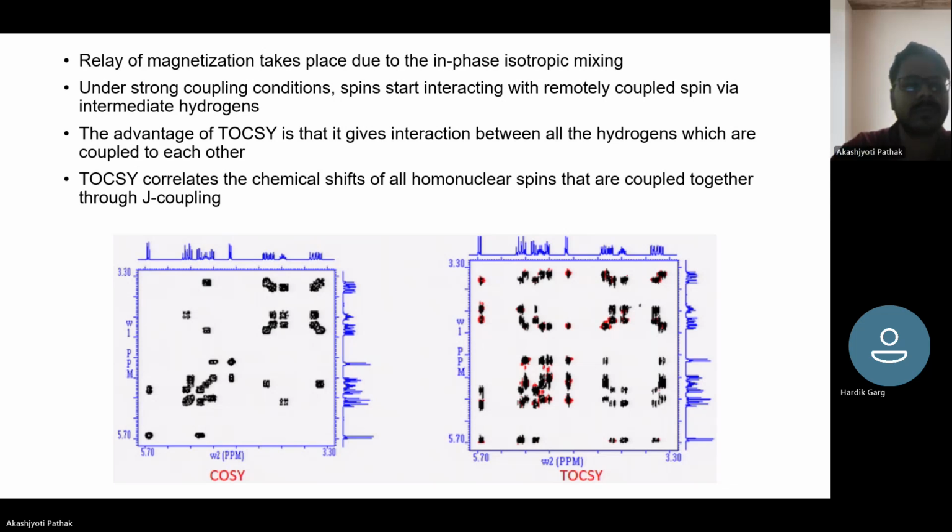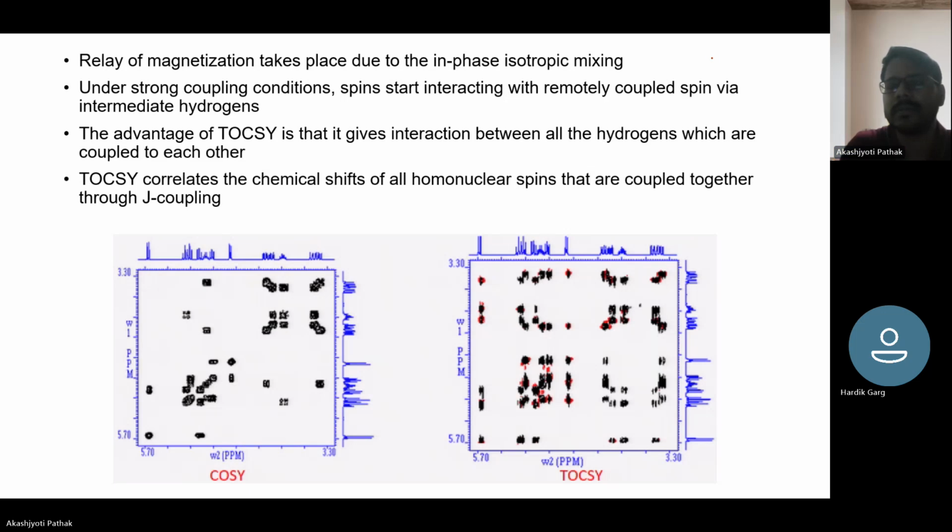So in this isotropic mixing, there is relay of magnetization taking place. Relay of magnetization means what? As I said, one proton will get coupled to all other protons in the molecule. Right. So that is what is called the relay of magnetization.